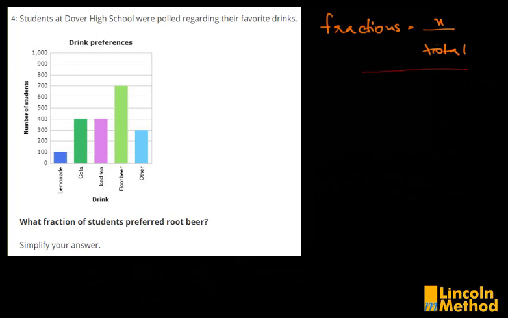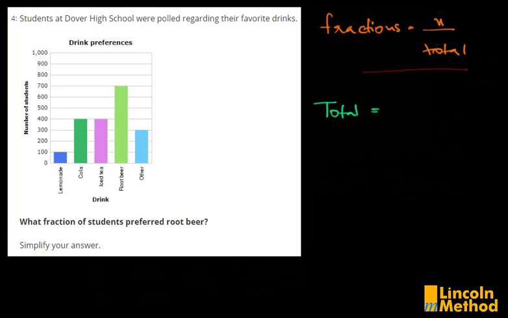The very first thing that we have to understand is that a fraction is, as I said, a certain number of an item over the total number of those items, and in this case we're talking about the total number of students. So let's calculate that first.